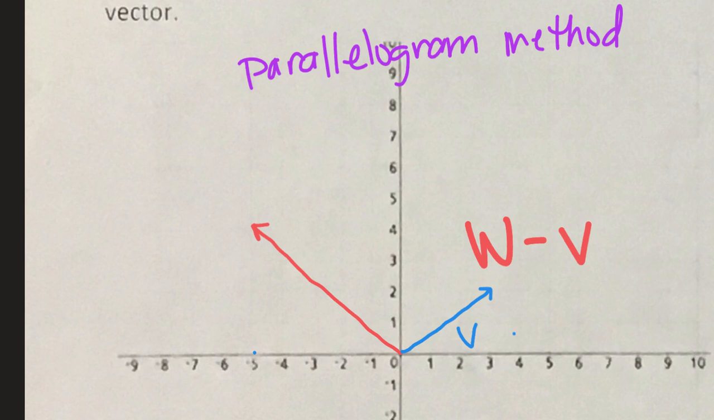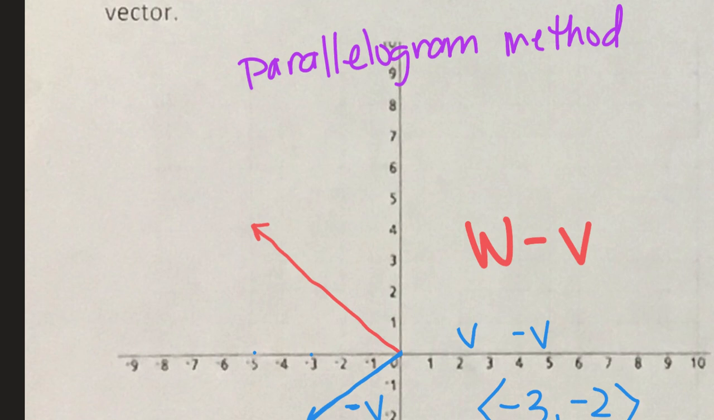So what about negative V? Well, the negative V is where you make everything in your vector negative. So negative 3, negative 2. In other words, the exact same length in the exact opposite direction. So this is negative V. Okay, so we're not subtracting, we're going to add its negative. So the W vector plus the negative V vector.